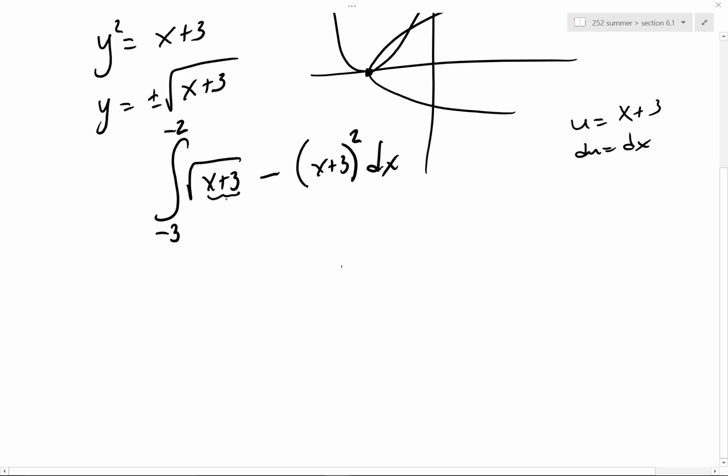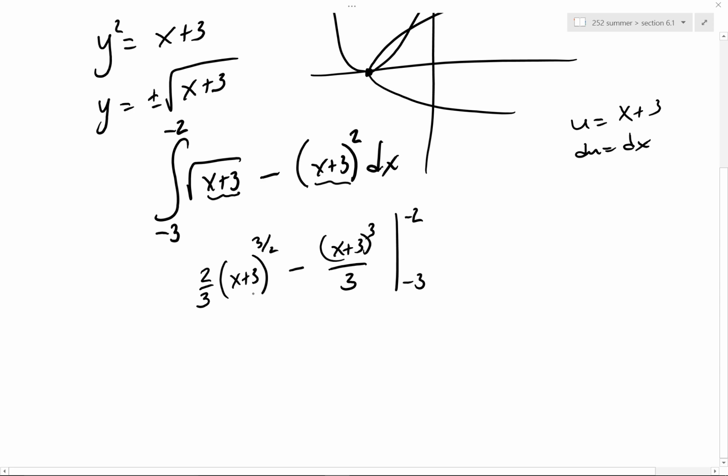This is just u to the 1/2. So u to the half right now, so it's going to be u to the 3/2 times 2/3. And I'm going to do that step in my head. To the 3/2 minus, this also is u, so u squared will be u cubed over 3, from -3 to -2.